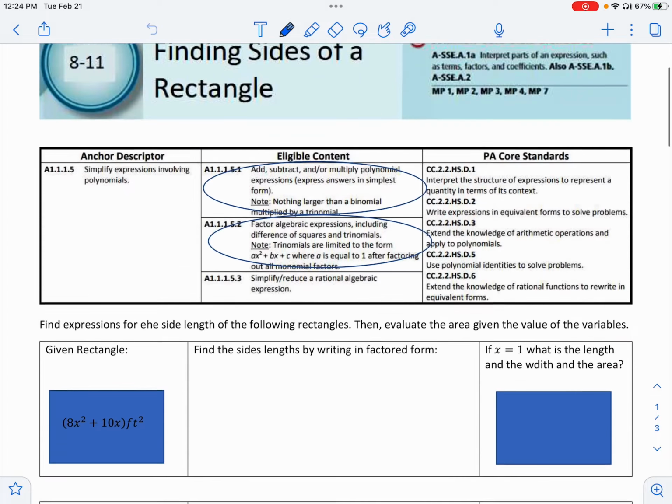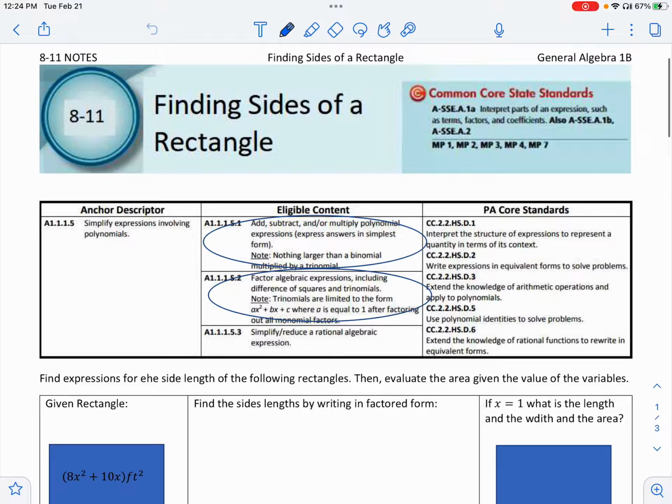Okay, everybody, we are going to work our way backwards today. Instead of being given the sides of a rectangle, we're going to solve for the sides. Usually we were given the sides and we had to find the area and the perimeter. Today we're going to go backwards. We're going to find the sides if I give you the area. So let's take a look.